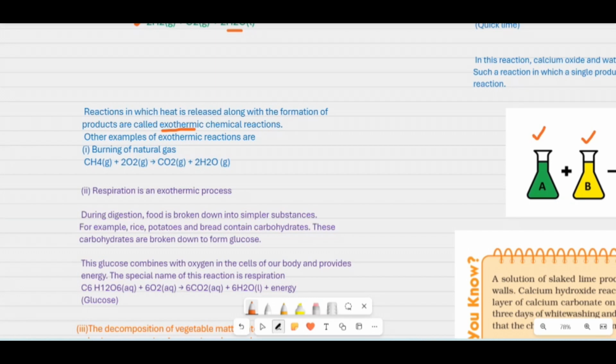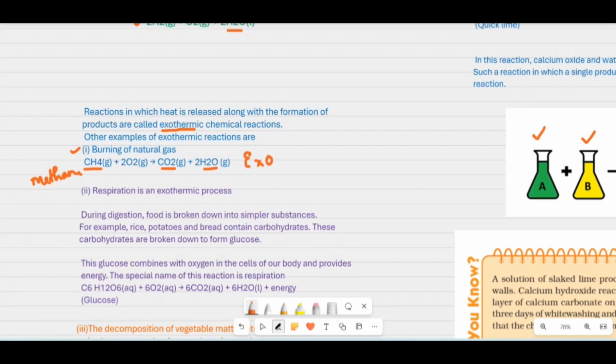Calcium oxide reacts with water. That's an example of an exothermic chemical reaction. Now another example is burning of natural gas. CH4 plus 2O2. CH4 is methane. So methane burns in oxygen and forms carbon dioxide and water. This reaction is an exothermic reaction because it's producing a large amount of heat.